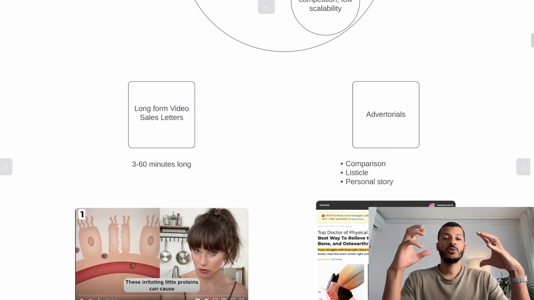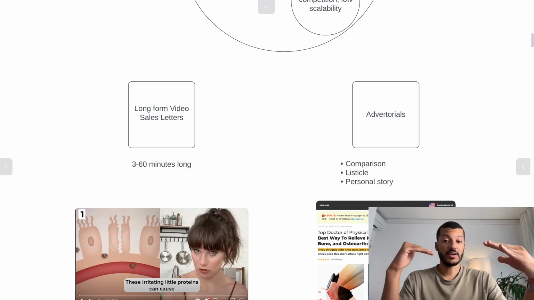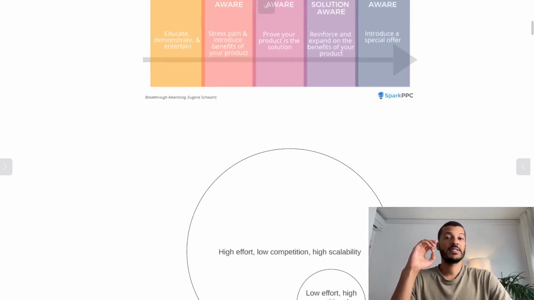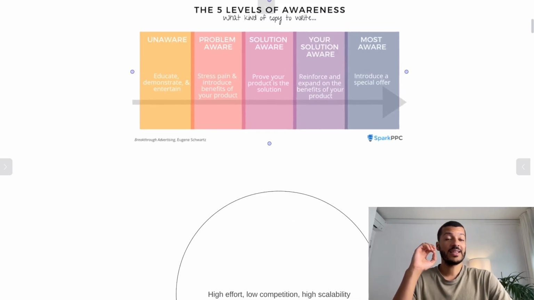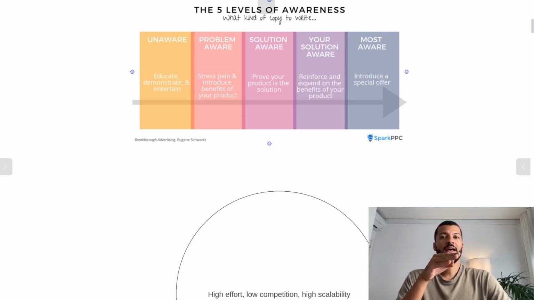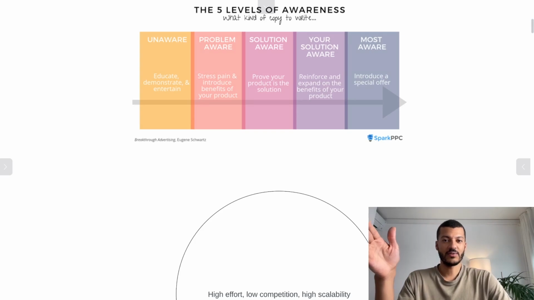So why do we choose those, or why are those creatives and funnels so effective? Because we need more time and space to get someone from being completely unaware, or let's say even problem aware, to ending up buying our solution, right? This is not possible in a 30-second UGC ad, right? Or a 15-second UGC ad. Just not going to work, right?